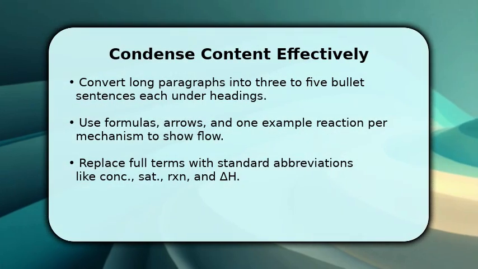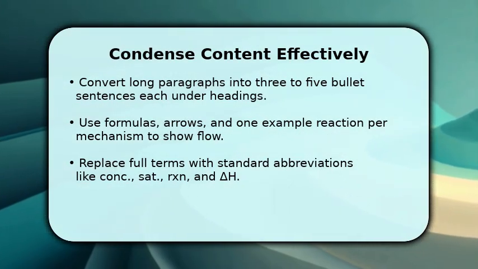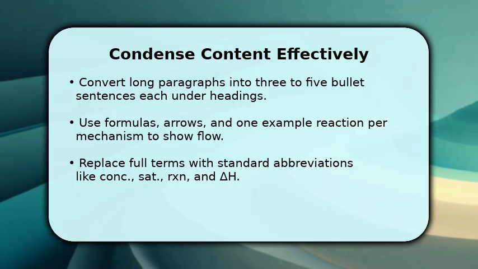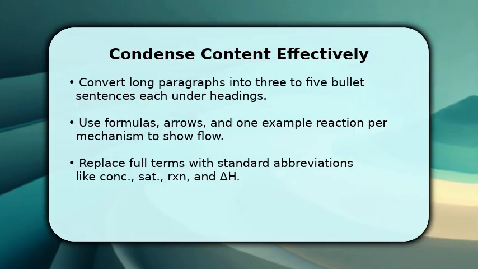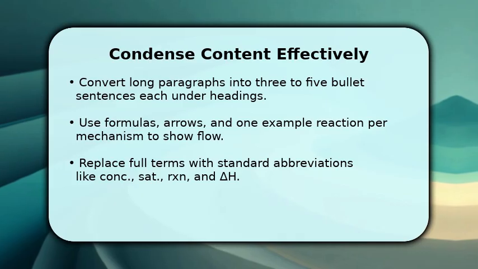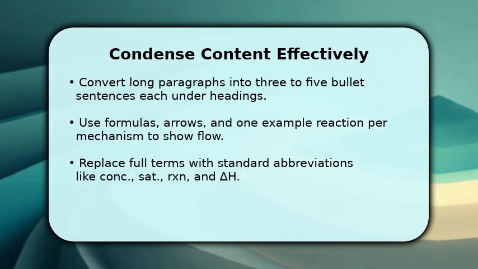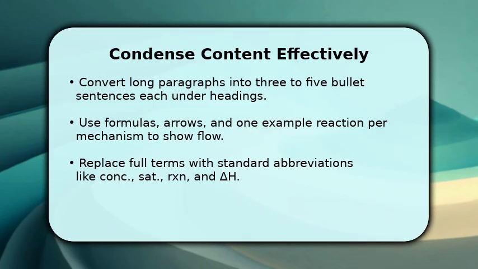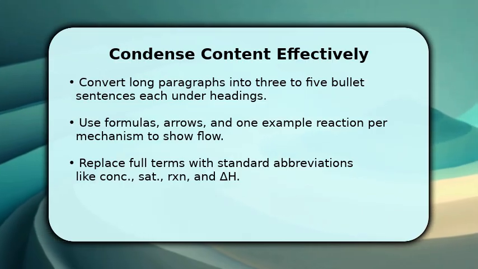When condensing content, turn long paragraphs into 3 to 5 bullet sentences under each heading. Keep each sentence focused and use numbers or short fragments where helpful. Represent reactions with formulas, arrows, and one example reaction per mechanism to show process flow.